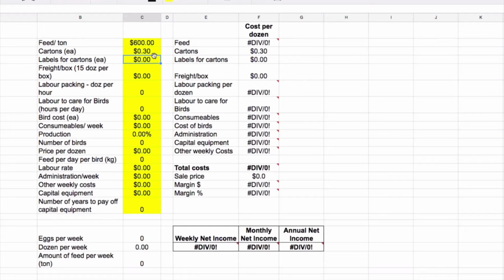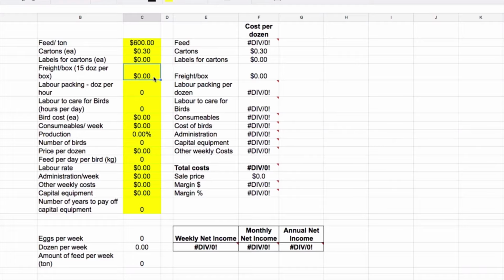Labels for cartons. Most people get their cartons already labelled, so I will leave that blank. But if you're printing your own labels, they could be 2 cents, they could be 20 cents. In the members area, we talk about a very cheap and effective way to print them for about 2 cents each. I'm going to leave that blank, but I've put the box in there because some people may print their own labels, so you can work that out.